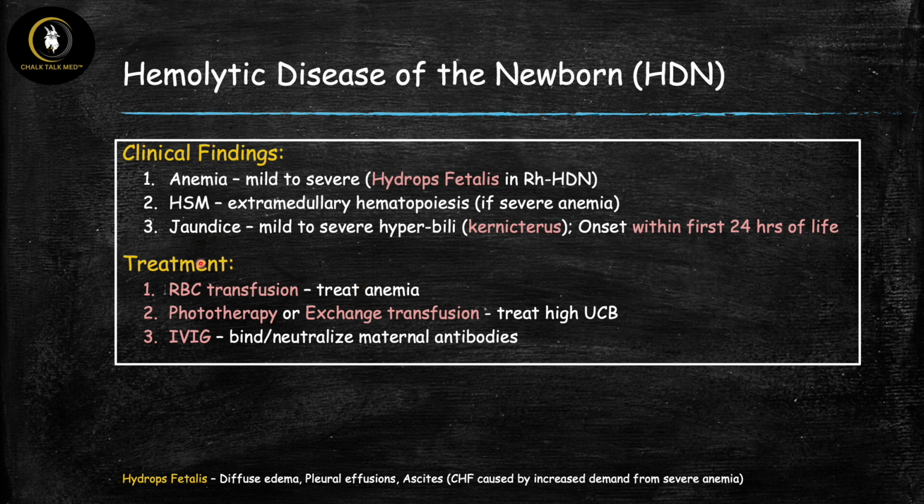Okay, now let's talk about the treatment. And this is pretty straightforward because you're just treating what the underlying problems are. One of your main problems is severe anemia. So how can you treat that? You transfuse red blood cells. The other problem is you have very high levels of unconjugated bilirubin. So how do you treat that?